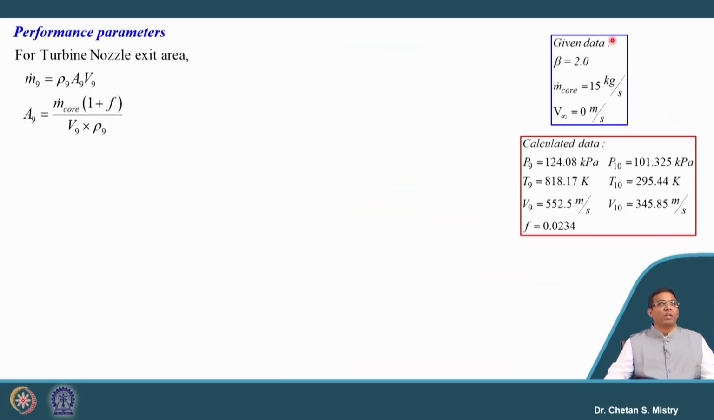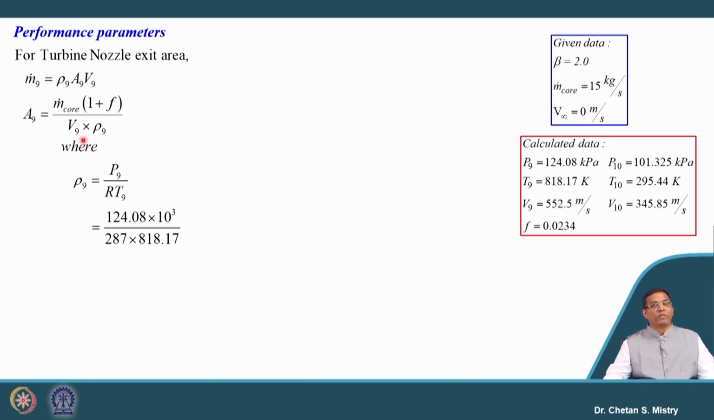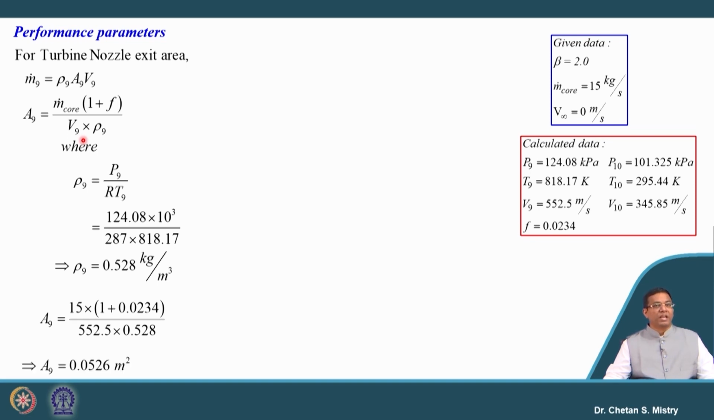If we put this number, for my turbine nozzle the exit area we can calculate from m dot equals density into area into velocity. We need to be very careful, this m dot 9 is nothing but m dot core into (1 plus f), divided by V9 into rho 9. This rho 9 is the density at the exit that we can calculate based on static pressure and static temperature. It is P9 by R T9. Let us put these numbers: 124.08 into 10 to the power 3, and T9 is 818.17. So, my density is coming 0.528 kg per meter cube. Now, with this we can calculate the area, and this area comes to 0.0526 meter square.